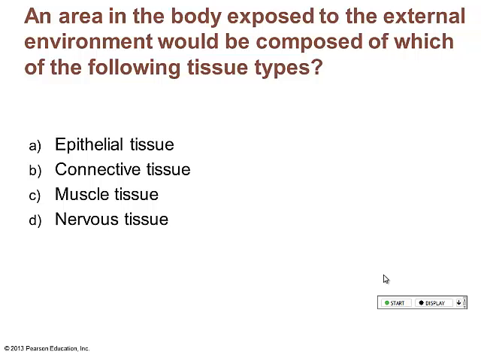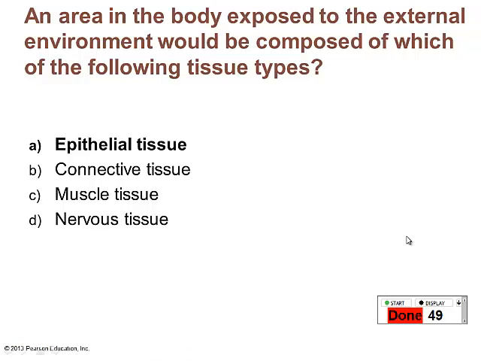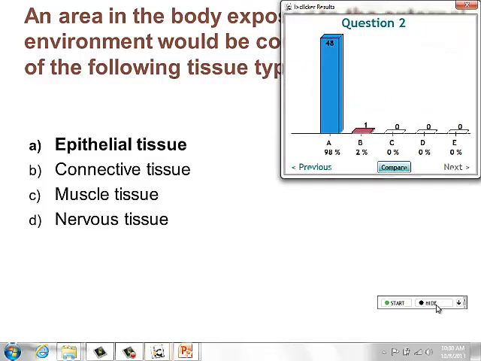An area in the body exposed to external environment would be composed of which of the following tissue types? You better know the answer. We already asked this one. 5, 4, 3, 2, 1. What's the answer? The answer is A. Let's see if we got 100%. Almost.